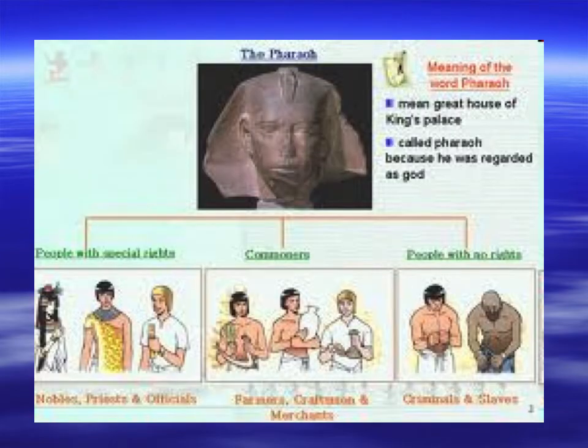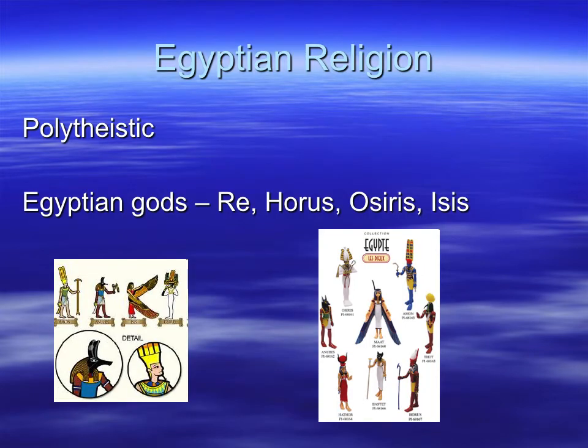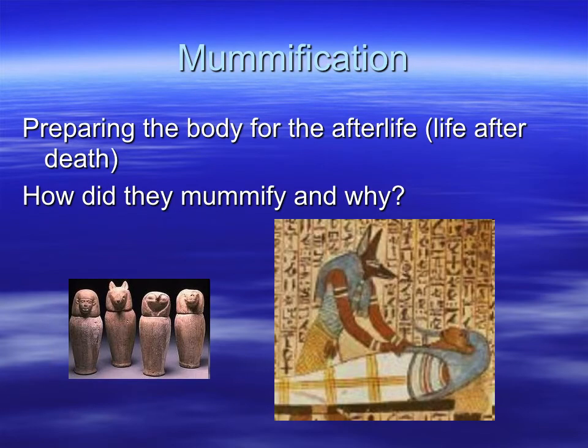We talked about the social hierarchy of Egypt, how you had the pharaoh up top with the royal vizier, who is your advisor, then priests, officials, scribes, and slave laborers and peasants at the bottom. Egypt was polytheistic. They believed in many, many gods. Some of their main gods, Ra, Horus, Osiris, Isis, all had to do with their daily life. We talked about how they resembled a lot of the animals that they saw on a daily basis.